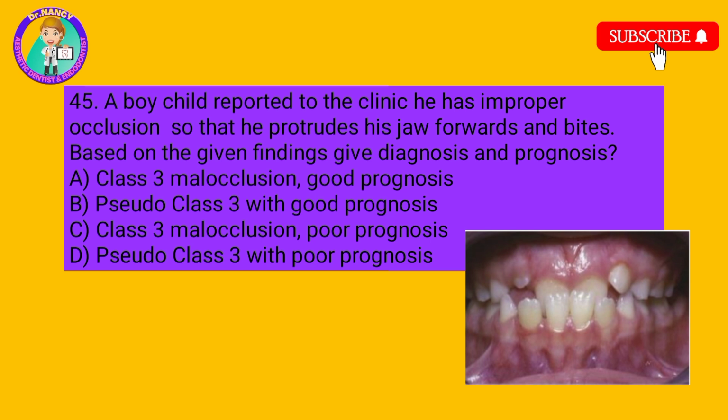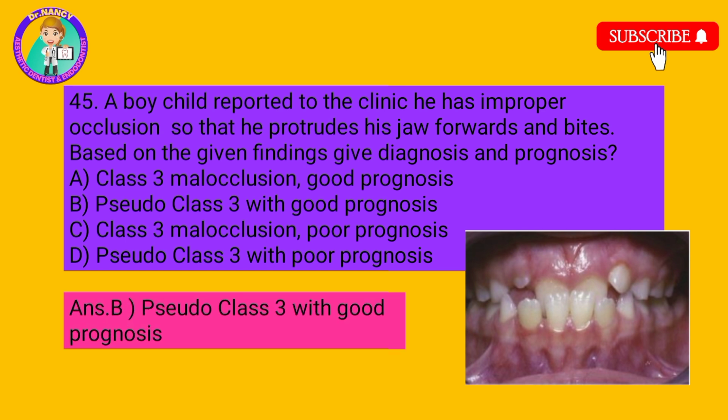A boy child reported to the clinic, he has improper occlusion so that he protrudes his jaw forward and bites. Based on the given findings, give diagnosis and prognosis. Pseudo class 3 with good prognosis is the answer. The options are class 3 malocclusion with good prognosis, pseudo class 3 with good prognosis, class 3 malocclusion with poor prognosis, and pseudo class 3 with poor prognosis.